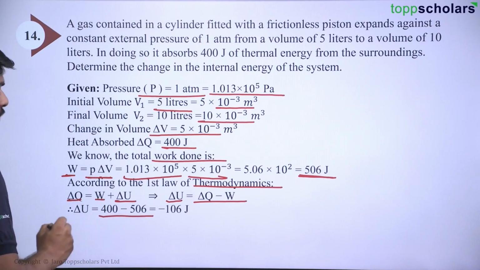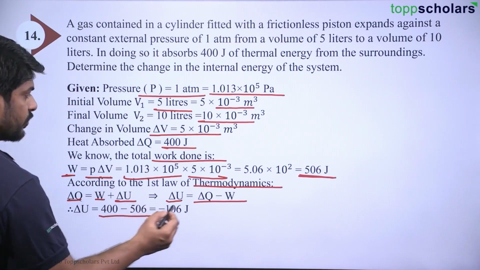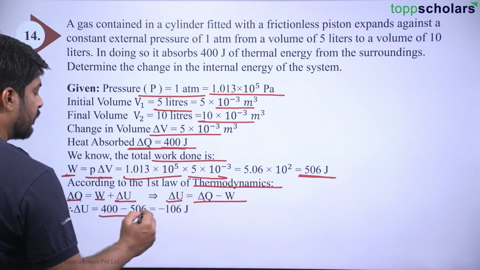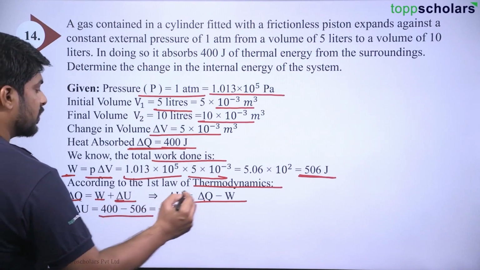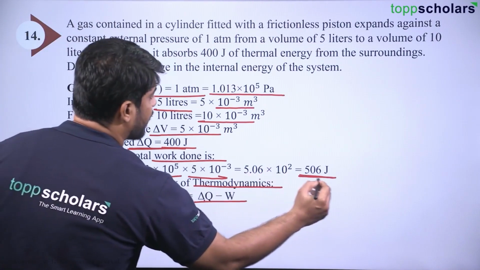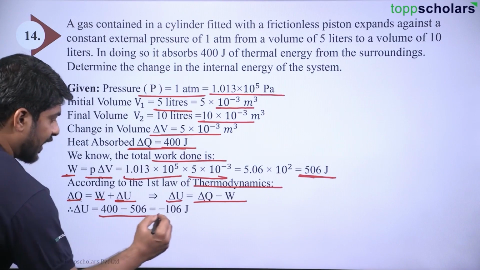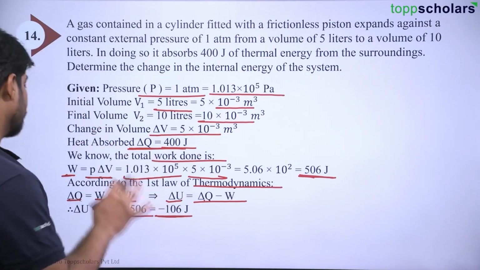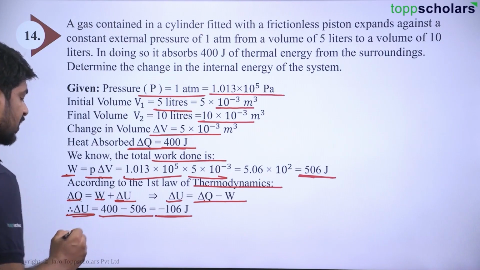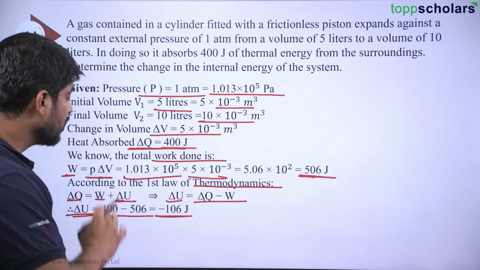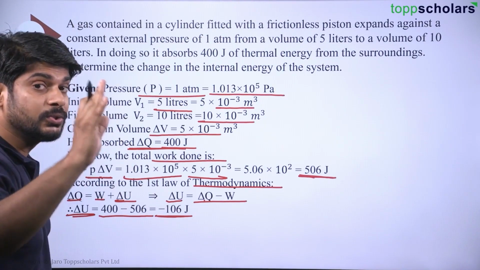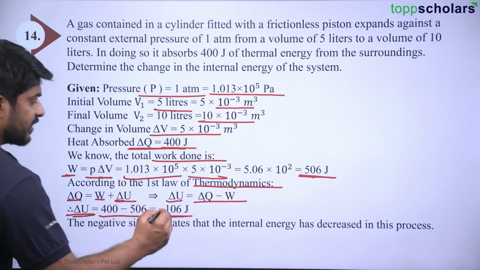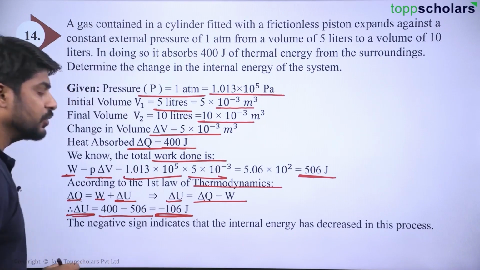Delta U is 400 minus 506, because we know delta Q, that is heat added, is 400 joules, and we have just found out the work done, and that is 506 joules. So after calculating, we get minus 106 joules. So change in internal energy is nothing but minus 106 joules. Therefore, the correct answer is minus 106 joules.